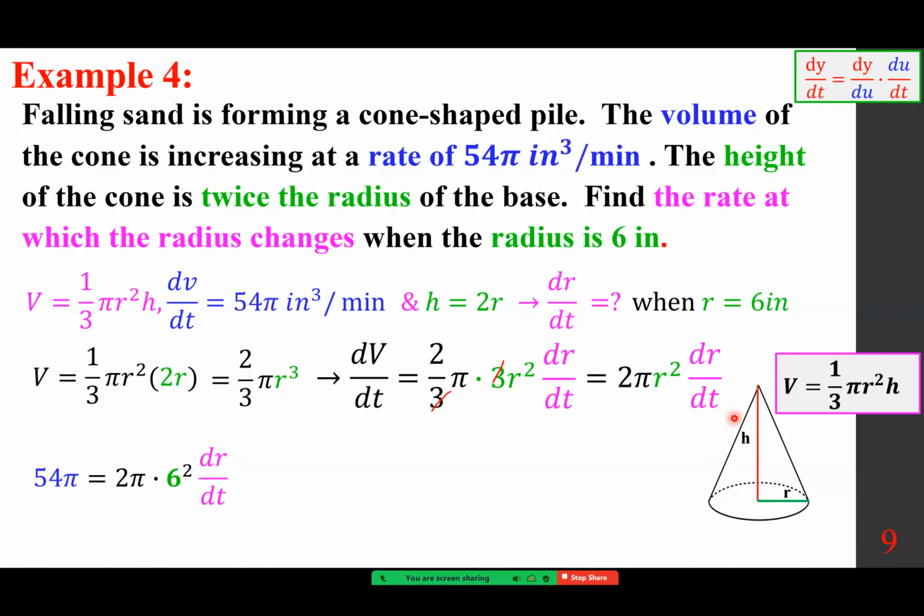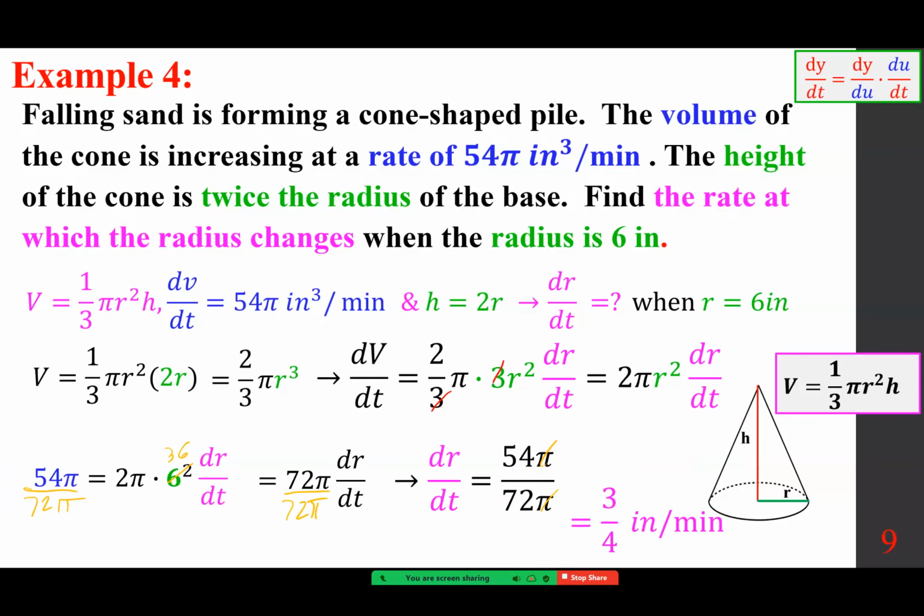And so this is 36 times 2 pi, which makes 72 pi. We are going to divide both sides by 72 pi in order to reach dr dt. 54 pi divided by 72 pi. Obviously, these two pi cancel each other. Both of them are divisible by 18. We get 3/4 of an inch per minute.